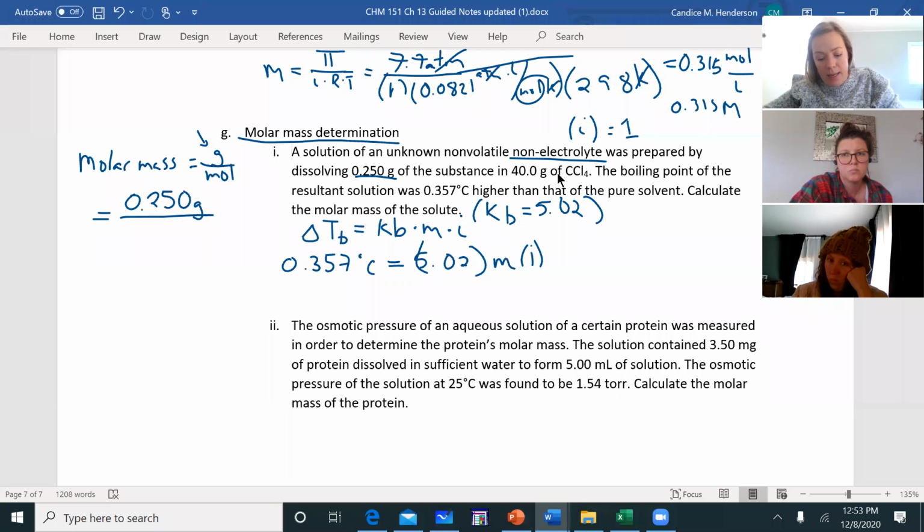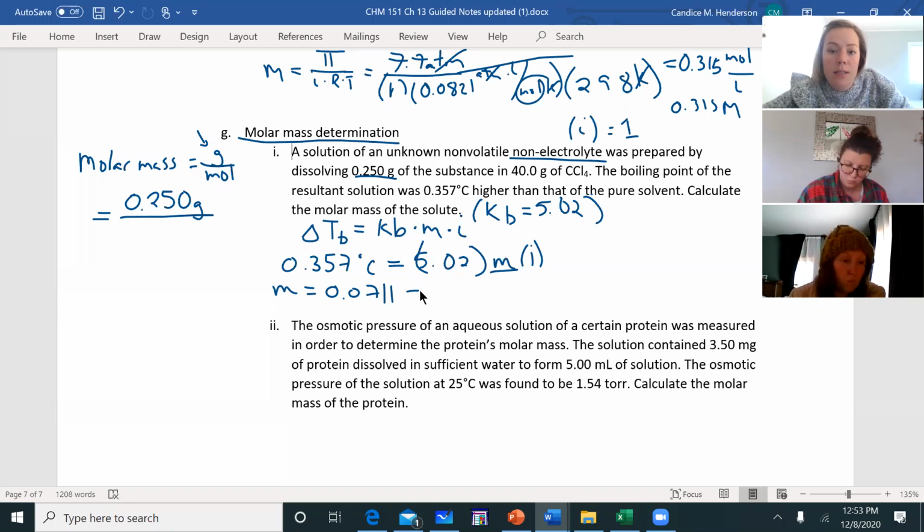So if we can re-isolate for our little cursive m value, we find that little cursive m is going to be equal to 0.0711. Now, what are the units on this thing? Well, this thing is equal to moles of our solute all over kilograms of solvent.